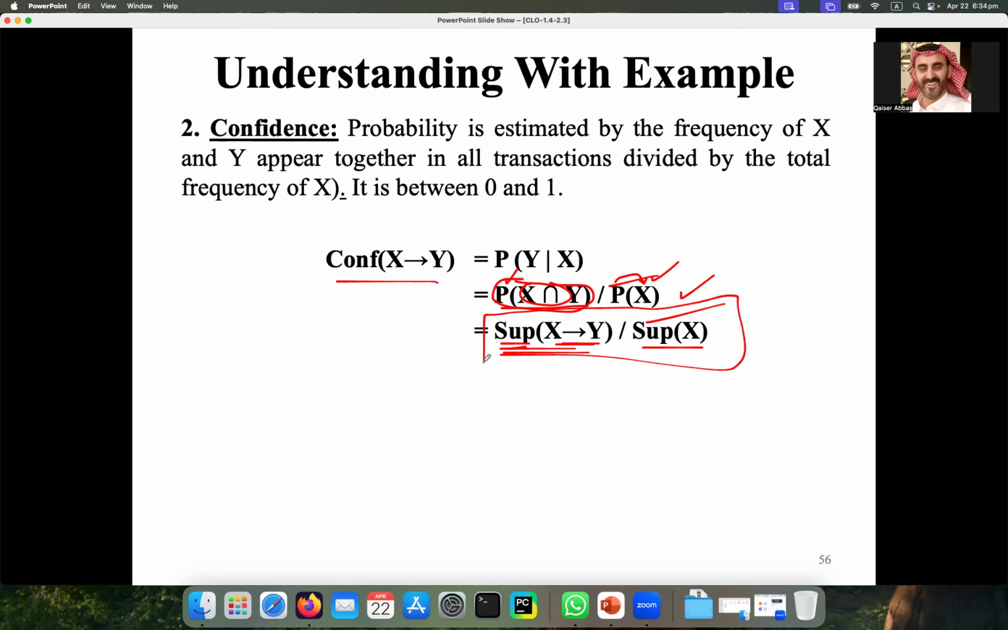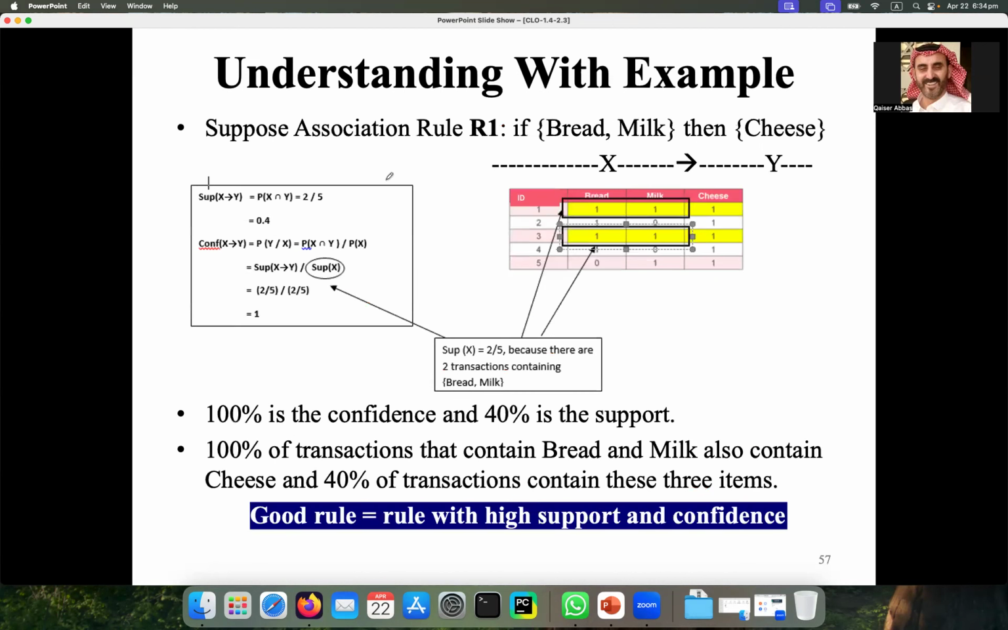Now we will calculate these things literally on the example. So we are supposing that we have an association rule: if bread, milk, then cheese. This rule is given to us, or being a businessman, we want to find this rule from the sales data. So this rule is now given to you: if bread and milk were bought, then cheese was also bought.